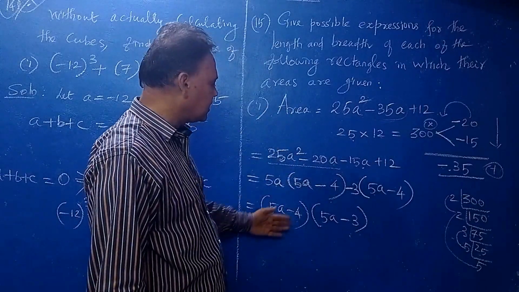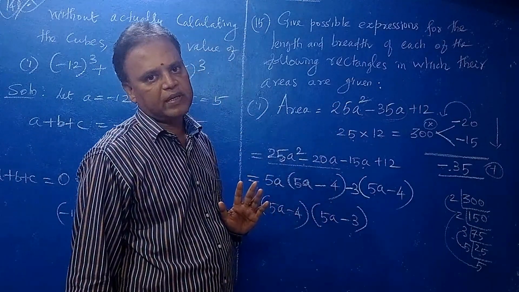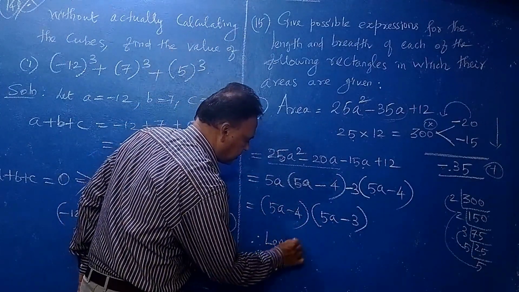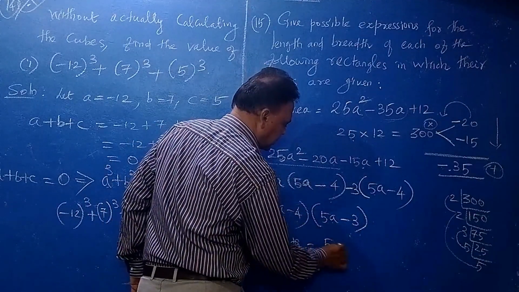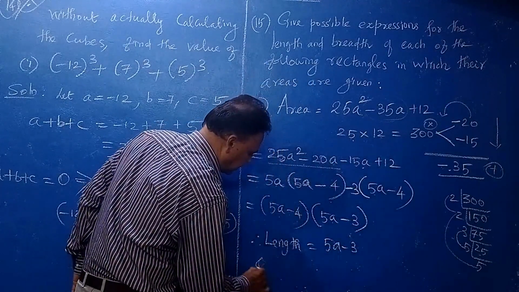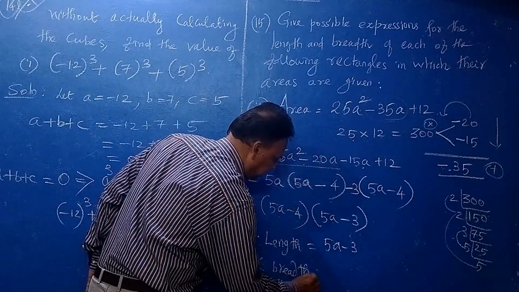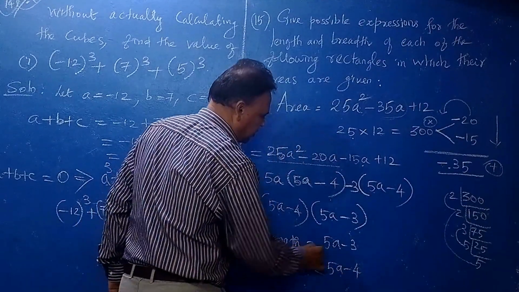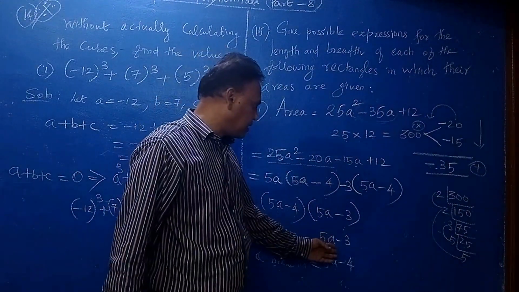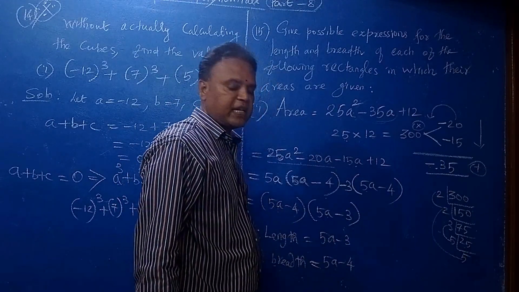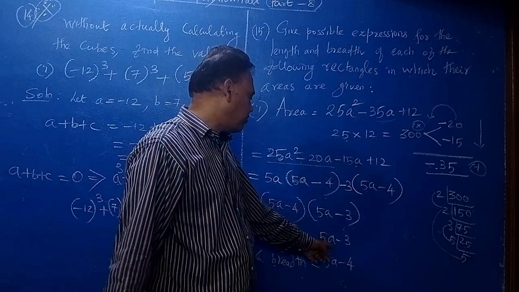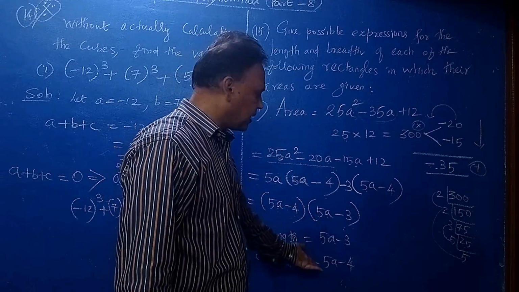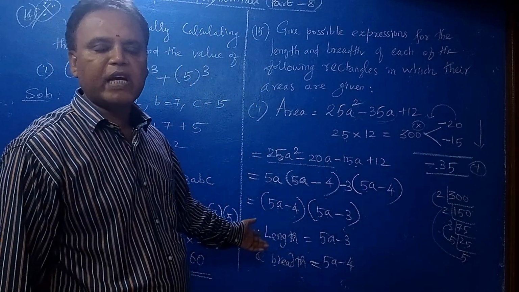So here one factor is length, another factor is breadth. Right? Therefore take any factor. For my convenience, length I am taking as 5a minus 3, and the breadth is 5a minus 4. Always breadth will be small, length will be big. If you take a as some positive number, you will correctly get it, because length and breadth are always positive, right? So 5a minus 3 is more, 5a minus 4 is less. So take length and breadth correctly. Easily we can find out.